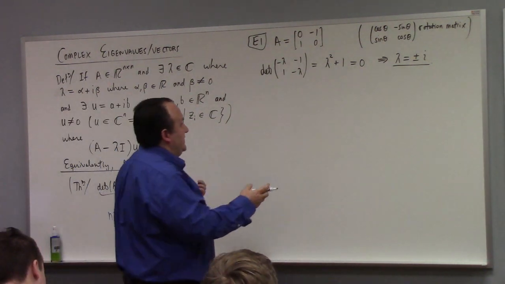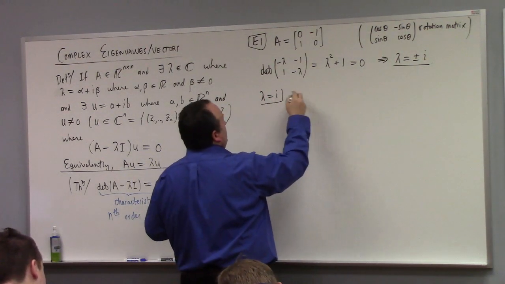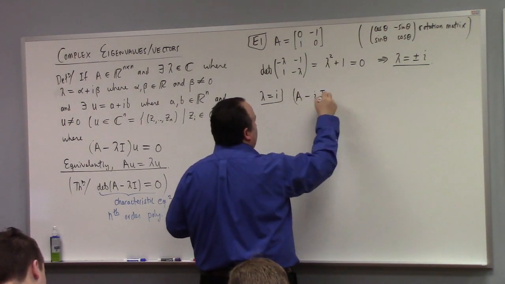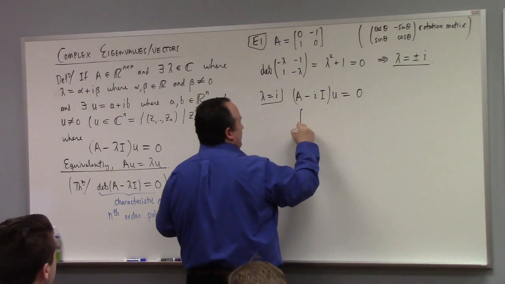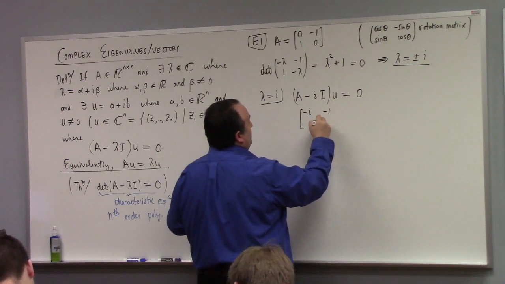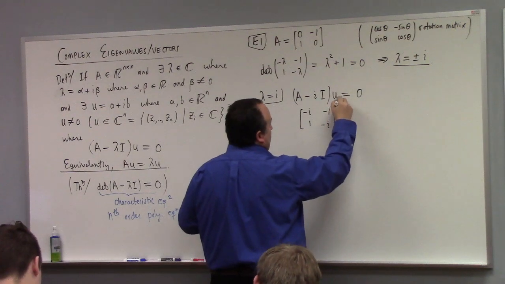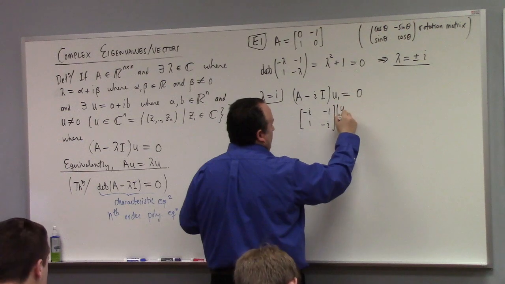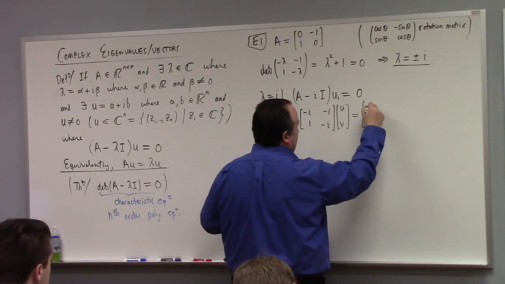Now, great, let's find the eigenvectors. Let's put lambda equal to i. Then we'd be solving A minus iI times u equals 0. Specifically, that looks like minus i, minus 1, 1, minus i, times u1, u2. I'll use u and v as my disposable variables as usual. Okay? Like we did last time.